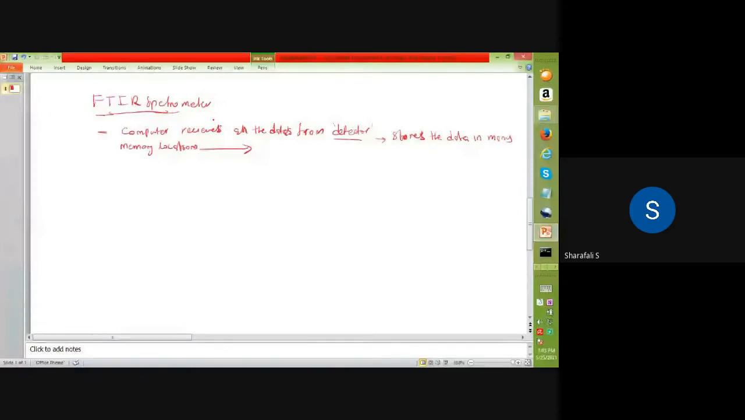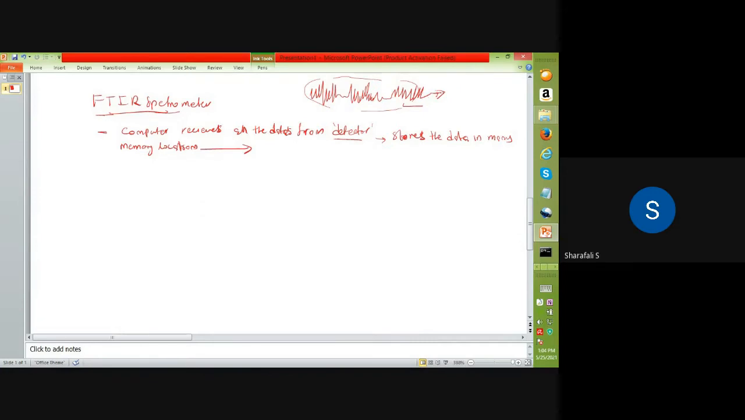So basically it will be an interferogram. What will happen if you send all those frequencies? We will get an interferogram with a different kind of signal pattern, something like this, and this interferogram will go to the sample. This interferogram consists of a large number of different frequencies. They are combined together, superimposed together.